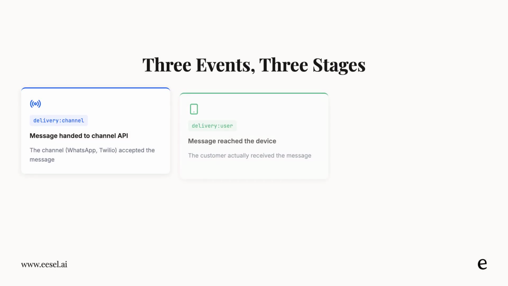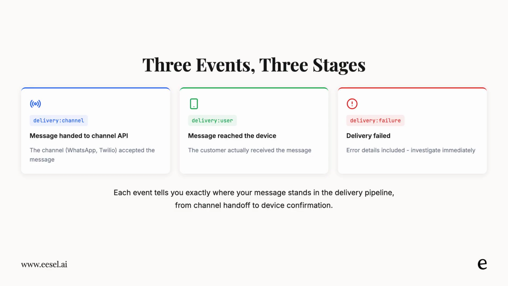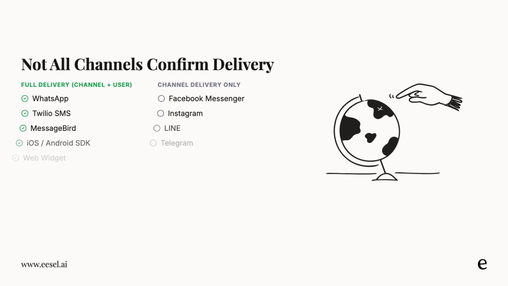Zendesk fires 3 delivery event types. First, delivery channel fires when the channel API, like WhatsApp or Twilio, accepts the message. Then, delivery user confirms it actually reached the customer's device, and delivery failure tells you exactly what went wrong. Not every channel can confirm delivery to the user.